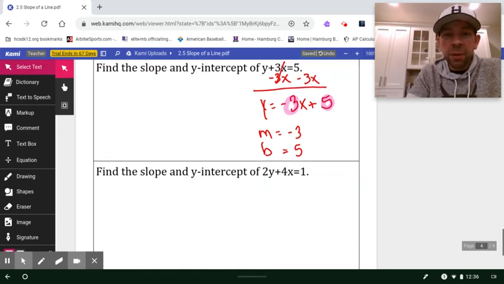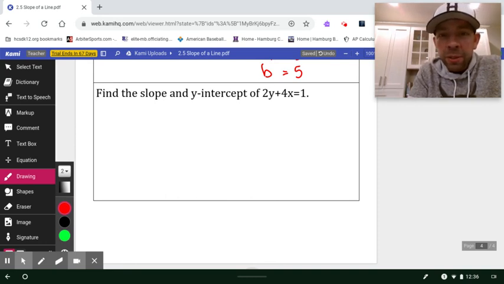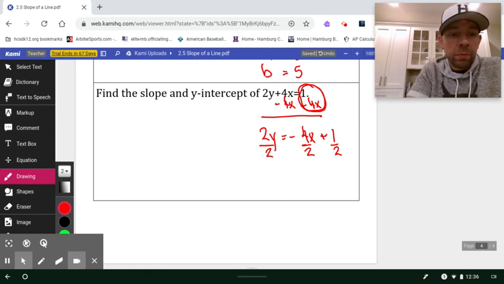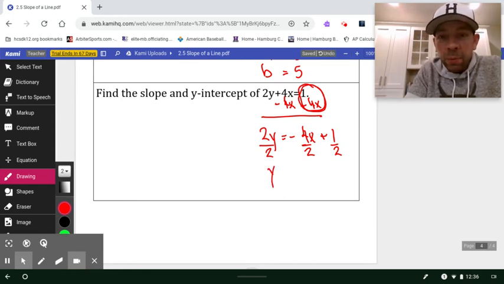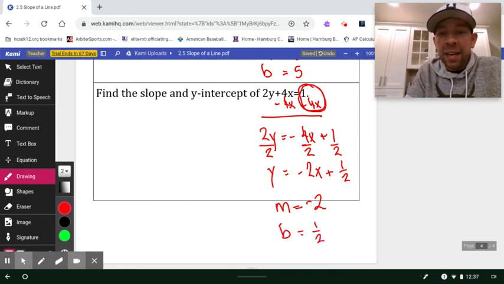This next one's going to be a little more challenging as far as at least solving for y goes. So the first thing I'm going to do is subtract that 4x over. And that's going to leave me with 2y equals -4x plus 1. Remember, I can't combine those two terms together right here because they're not like terms. Now I'm going to divide everybody by 2. And simplifying that gives me y equals -2x plus 1/2. So I'm going to say my slope is -2, and my y-intercept is going to be positive 1/2. And then we're off to the races.